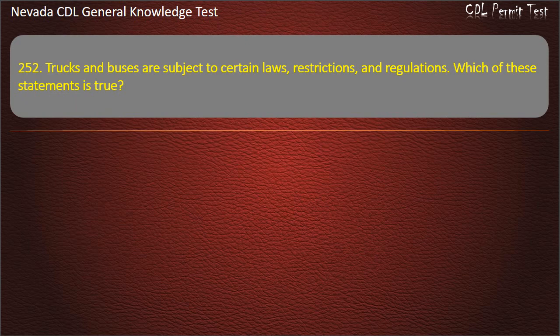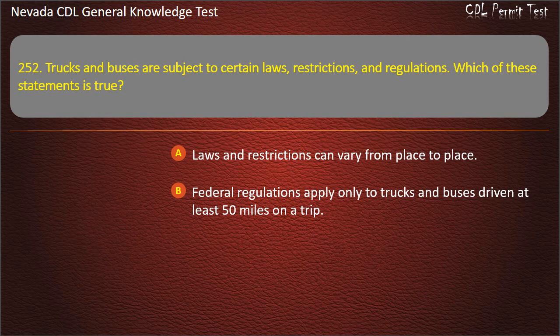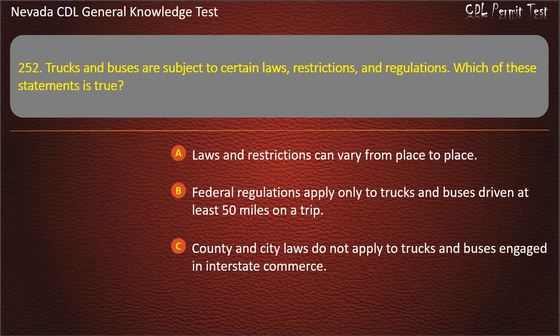Question 252. Trucks and buses are subject to certain laws, restrictions, and regulations. Which of these statements is true? Laws and restrictions can vary from place to place. Federal regulations apply only to trucks and buses driven at least 50 miles on a trip. County and city laws do not apply to trucks and buses engaged in interstate commerce. Answer. Laws and restrictions can vary from place to place.